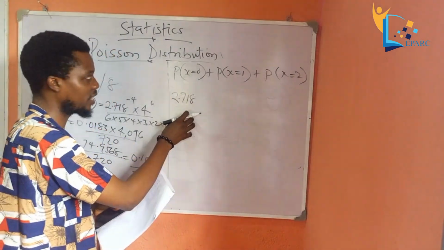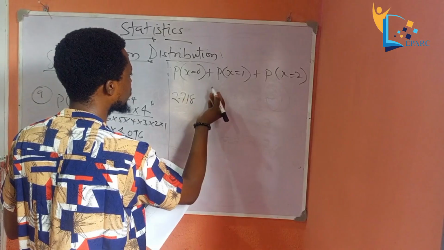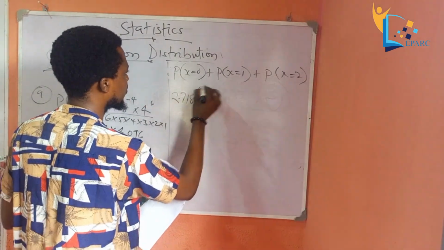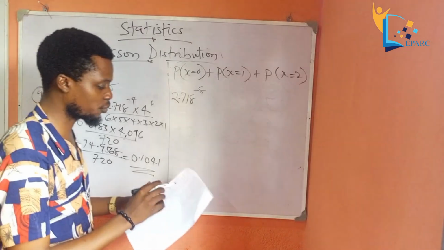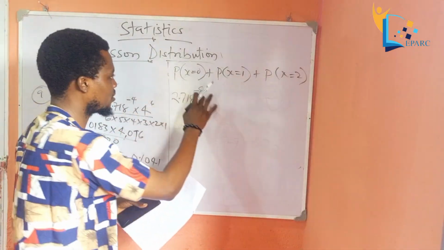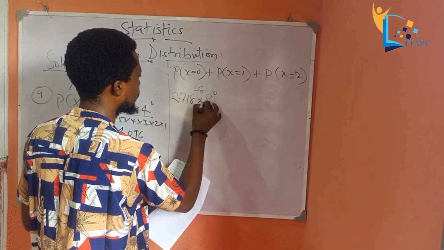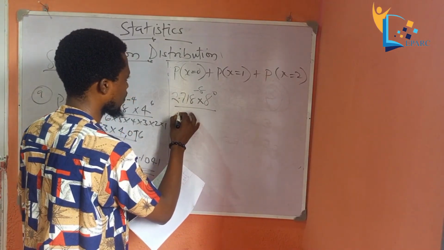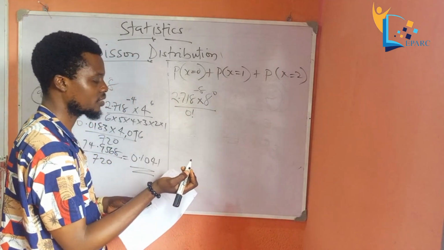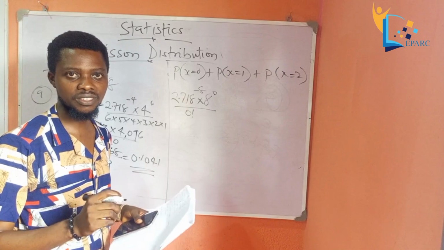We are using our formula now. You use your formula for each of them, okay? 2.718 raised to the power of minus 8. Remember, I told you, since we are solving for 2 hours, our lambda, which is our mean, will now be 8. 8 raised to the power of 0 all over 0 factorial. Are you with me? Please use the comment section if you don't understand.